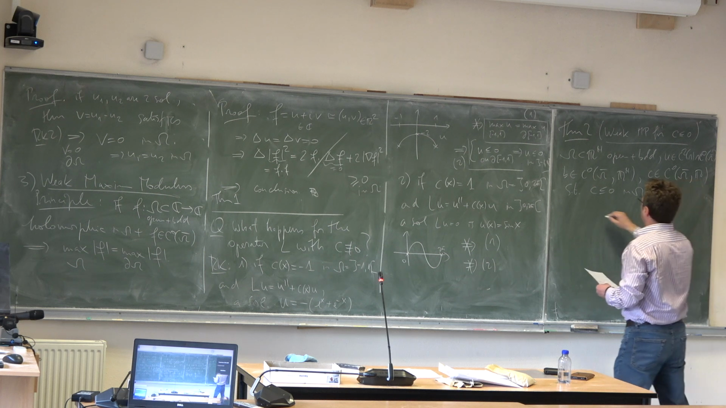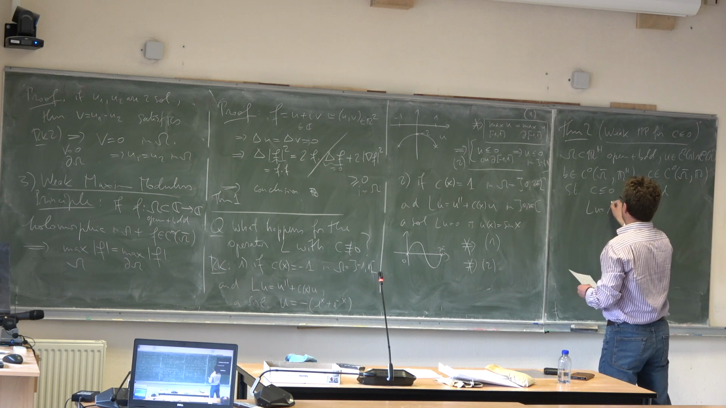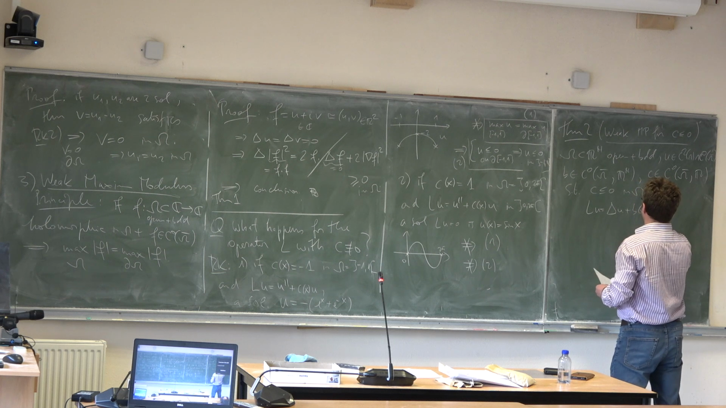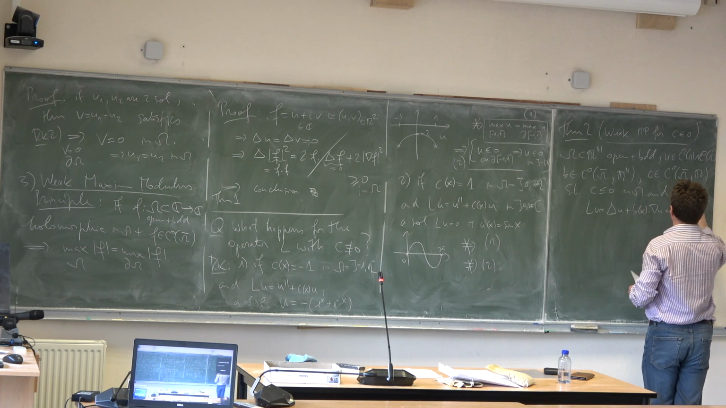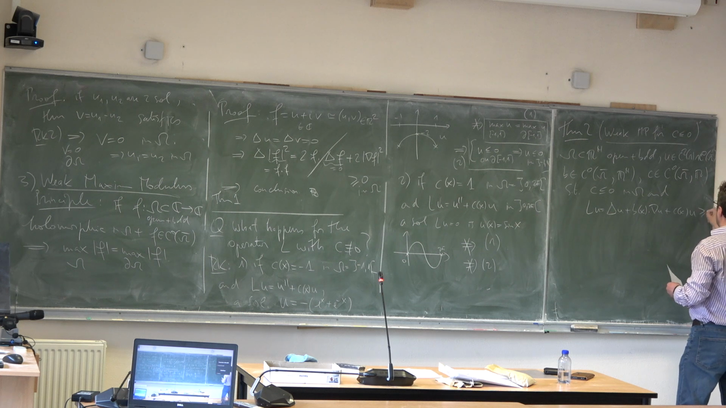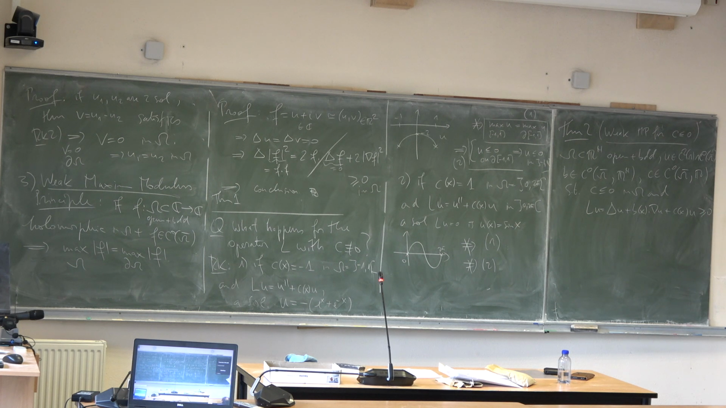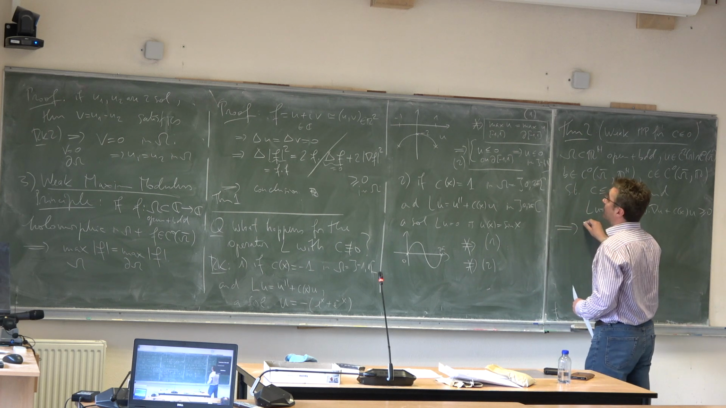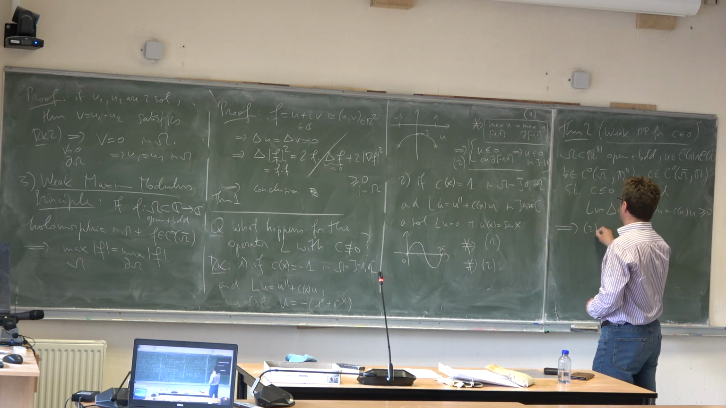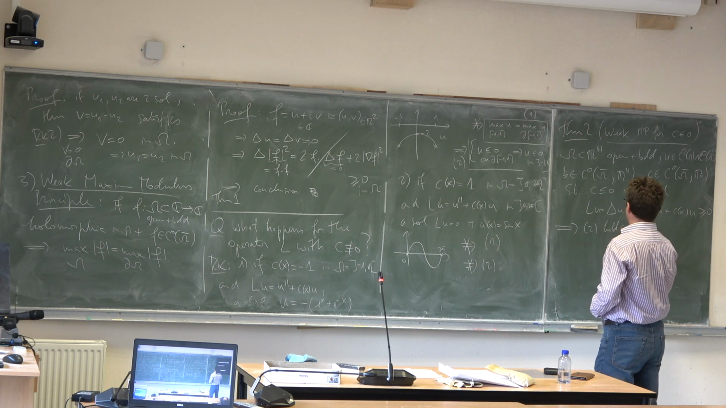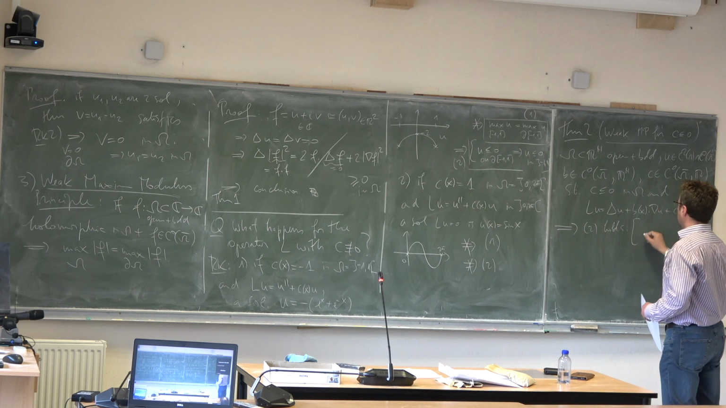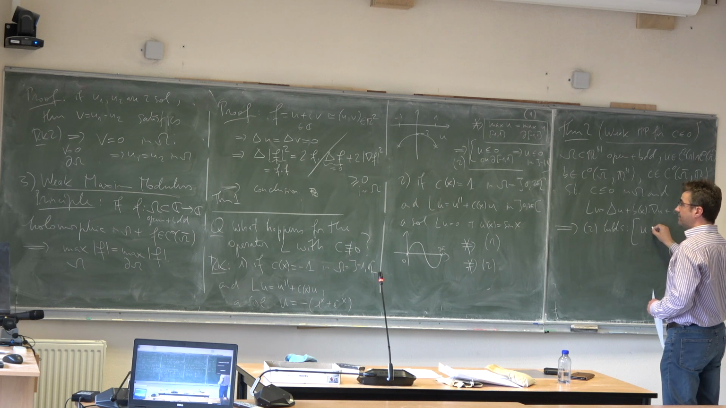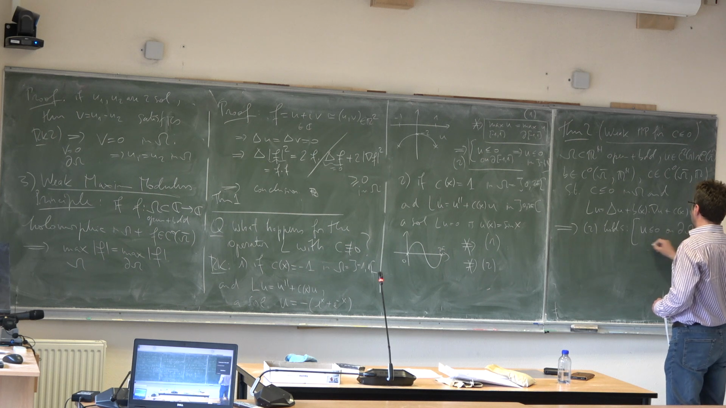and L of u, so it's our operator, is positive. Okay, then you will have that, right? So this means that if u is negative at the boundary, then u stays negative in omega.